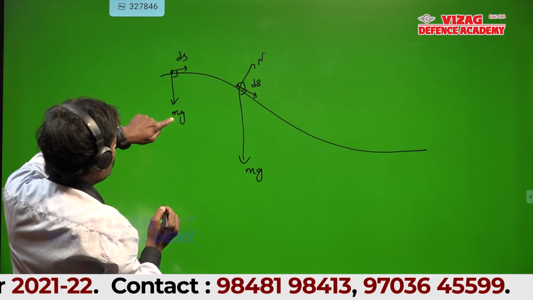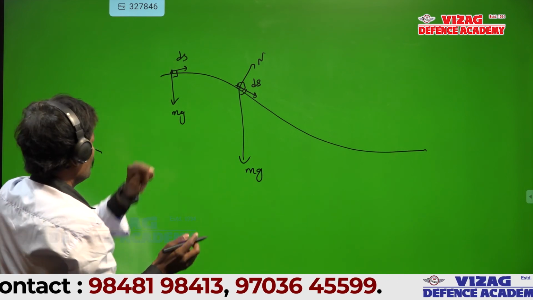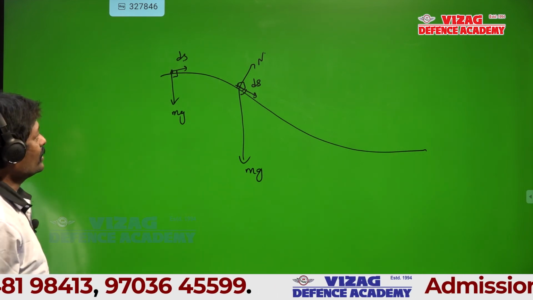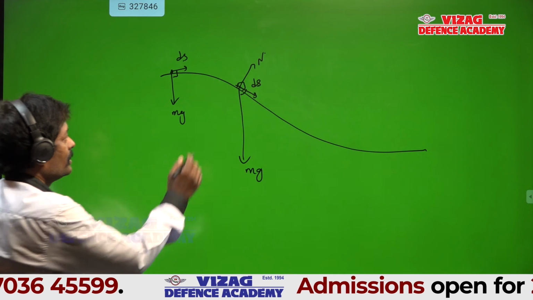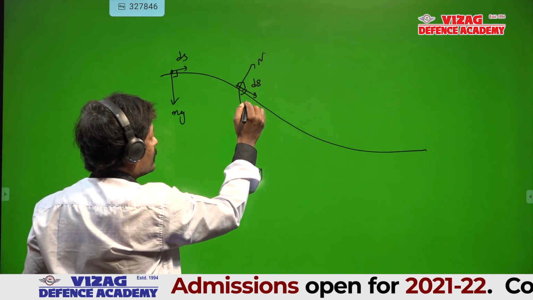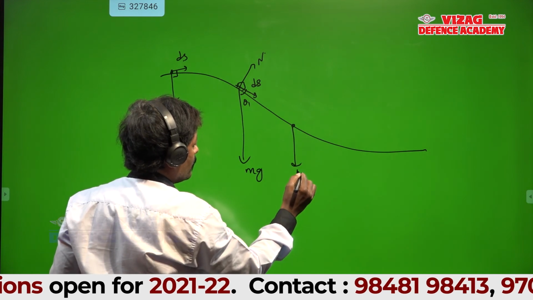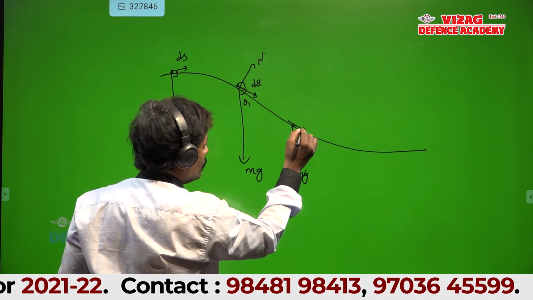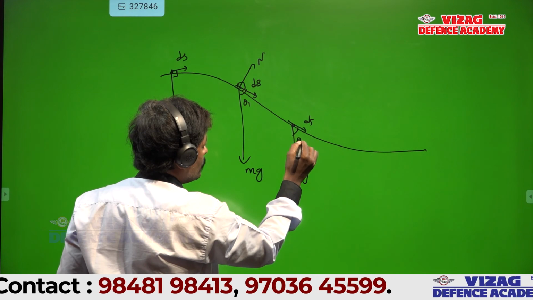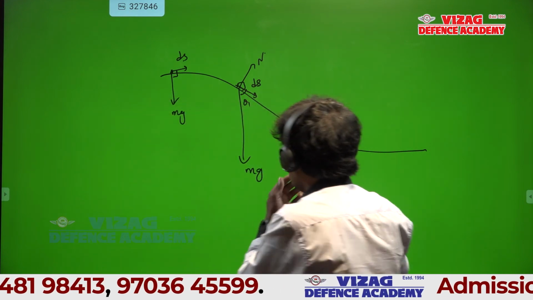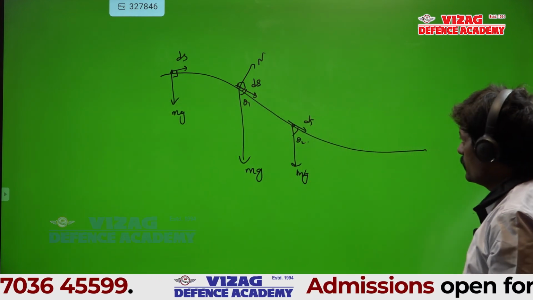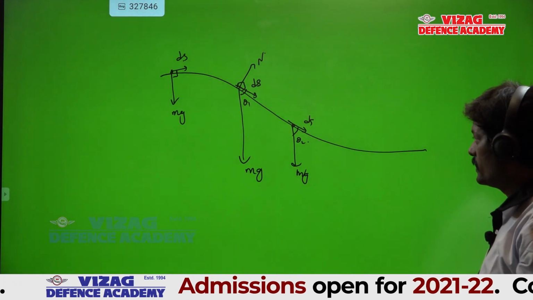Here what is the work done? 0, mg into ds into cos 90 is 0. Here the work done is mg into ds into cos theta 1. Here the work done, if you want, is mg into ds into cos theta 2. Theta will be changing or not? Yes, sir.